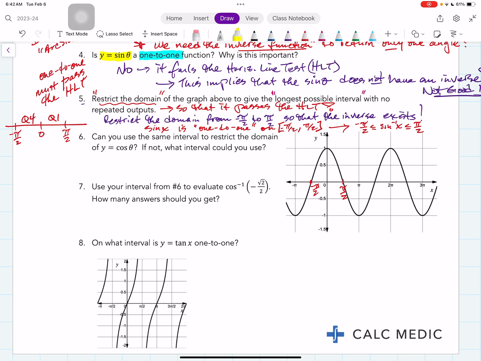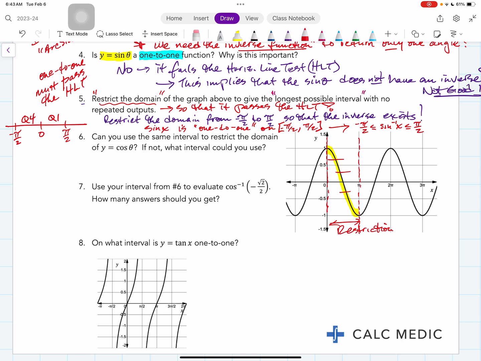So what interval would you choose so that it passes the horizontal line test and cosine has an inverse? Well, you could take the interval from 0 to pi and restrict it that way. So get out your red pen here, and let's draw dotted lines here for the restriction. So we're going to restrict cosine in this interval right here. There's your restriction, from 0 to pi. And notice it passes the horizontal line test. If you draw horizontal lines, it only intersects once.